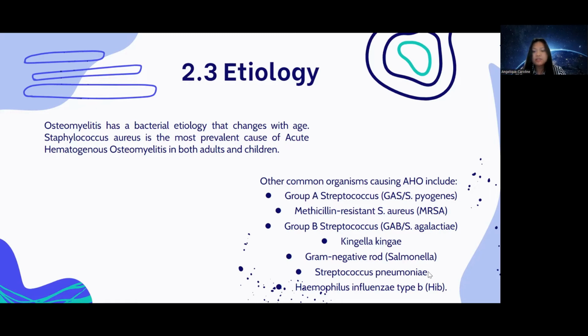And then the last, we have Streptococcus pneumoniae and Haemophilus influenzae type B, Hib. Children who have not been vaccinated or who have only been partially immunized against Streptococcus pneumoniae and Haemophilus influenzae type B are more likely to acquire invasive illnesses including osteomyelitis. However, these bacterial infections are now rare because of effective vaccination regimens.